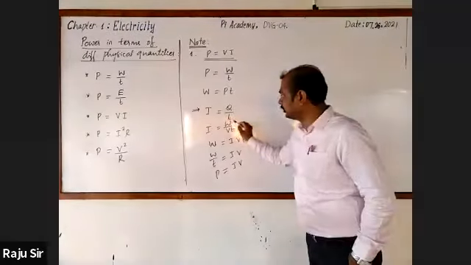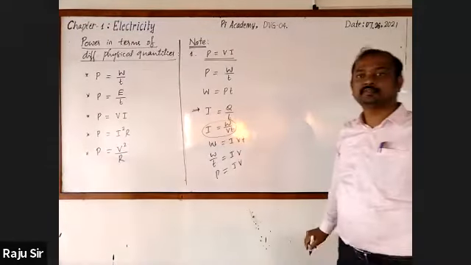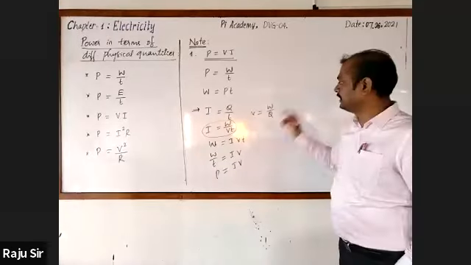Sir, there P is equal to W by T. Then W is equal to P into T. Here I is equal to Q by T. V is equal to W by Q. Then Q is equal to W by V. I is equal to Q by T. How did you get this step? V is equal to W by Q, so Q is equal to W by V. Very good. Q is equal to W by V.